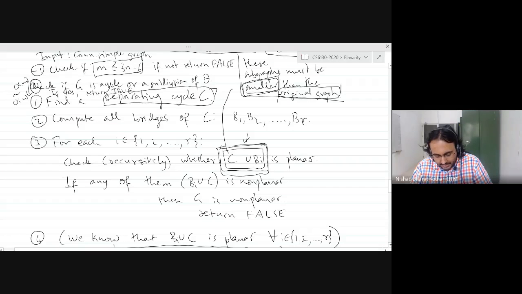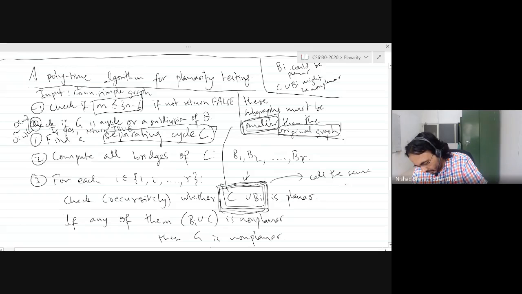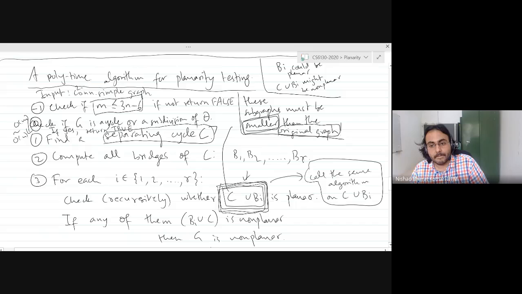But C union Bi could be as big a two-connected graph as possible, right? So when you call this, basically what I'm saying is you call the same algorithm for the graph C union Bi. This graph could again be very big, so it could again make more calls. So in that sense, this is a recursion. What I really mean is call the same algorithm on C union Bi, and that could be a pretty big graph.